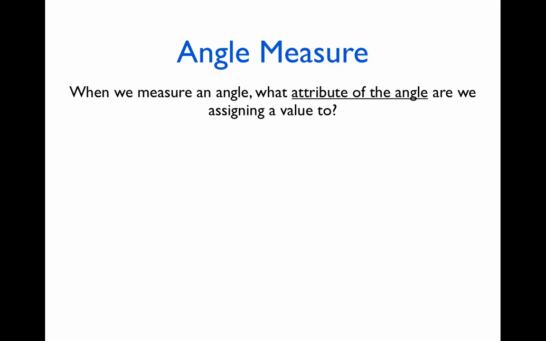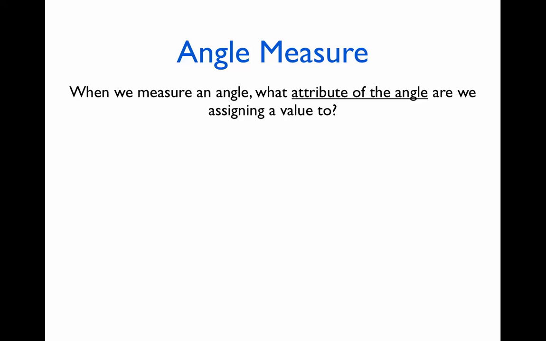So the angle itself has nothing, there's no circle involved in the angle itself. So if we just have an angle, what attribute of the angle are we assigning a value to? So remember we talked about objects, and objects have attributes, measurable attributes or quantities. So think of this angle as an object. What attribute of this object, this angle, are we assigning a value to?